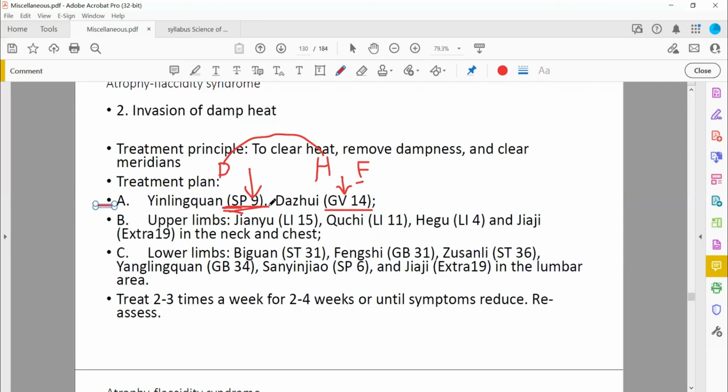Okay, so this one is for the damp heat syndrome. Then, because of atrophy, the limbs cannot move, too weak. So we use these local points for the upper limbs, and then these local points for the lower limbs.